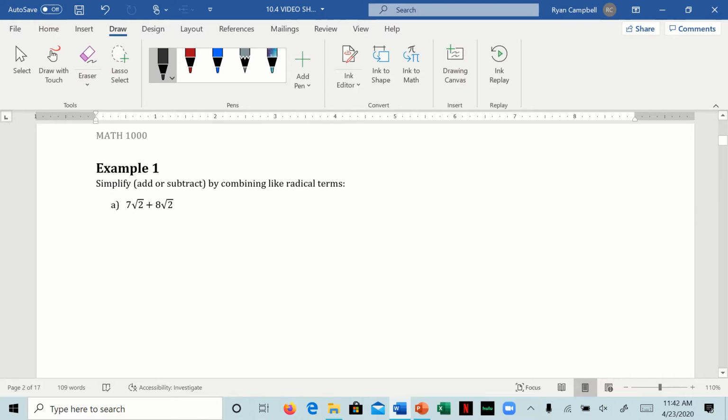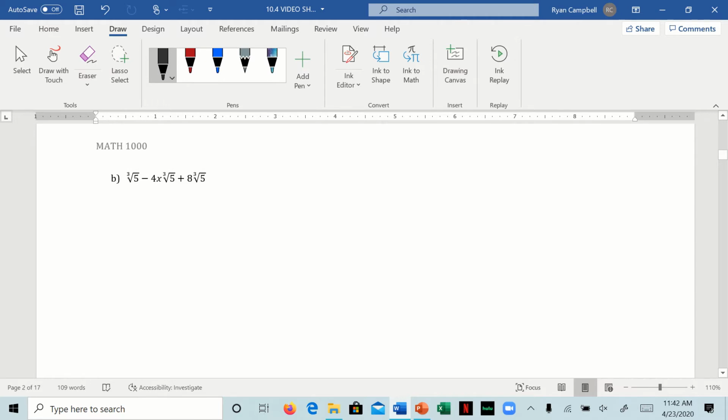So example number 1. We have 7 square root of 2 plus 8 square root of 2. So same indices, right? Under the square roots is 2, square root of 2, so we can just combine them. So 7 plus 8 is 15, so this is just 15 square root of 2. Done.